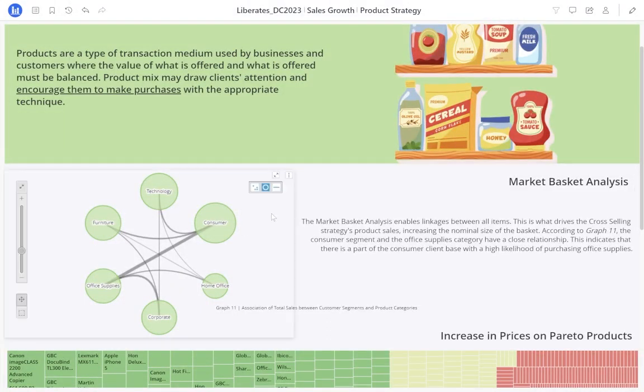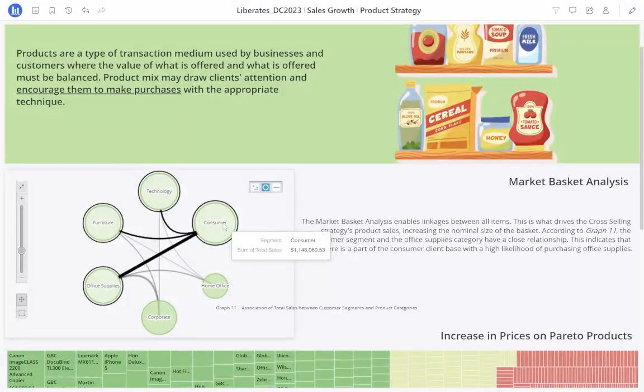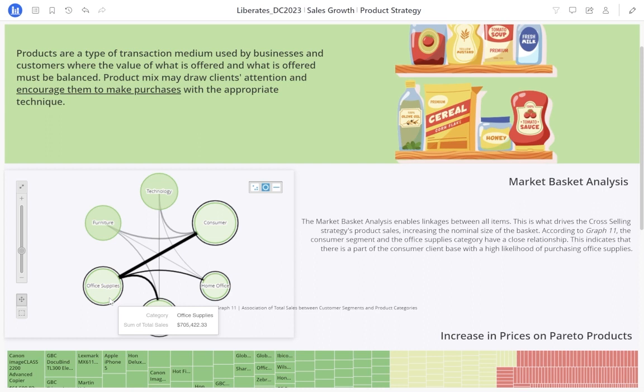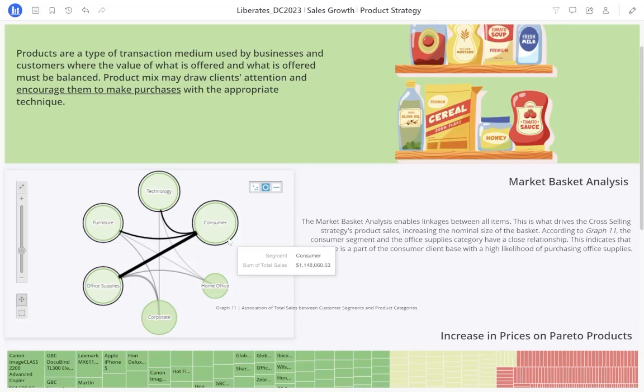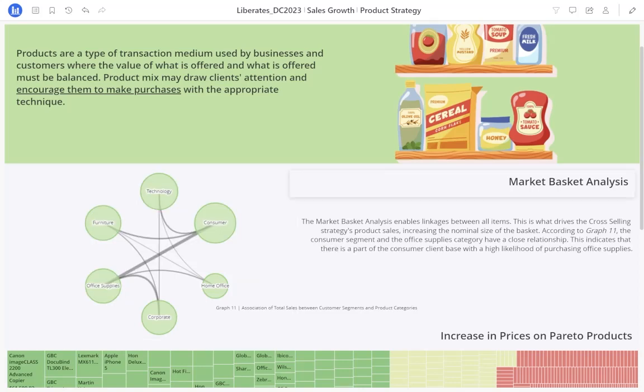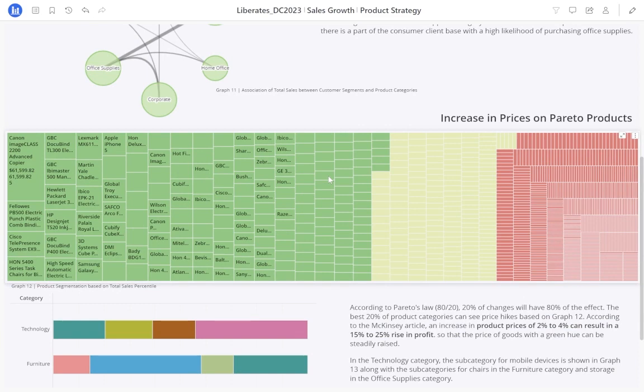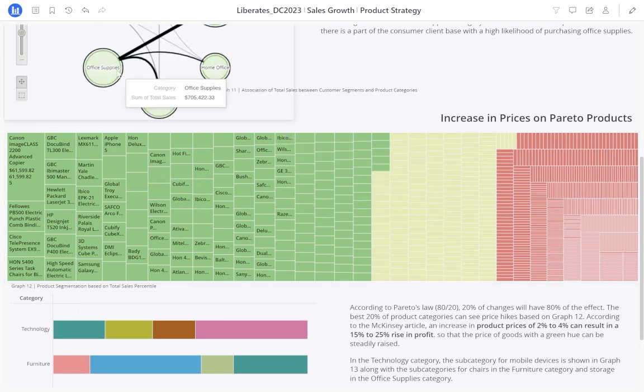From graph 11, there is a strong association between the customer segment and the office supplies category. So, that cross-selling technique can be carried out on both entities. In addition, based on the Pareto law, 80/20, 20% of changes made will have as much as 80% impact. Based on graph 12, a product price increase can be made for the best 20% of product categories.